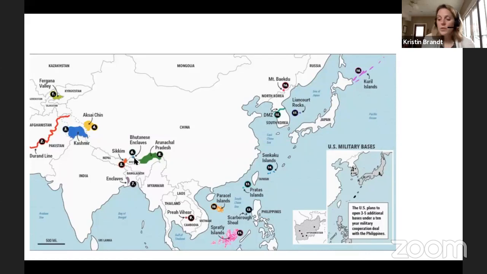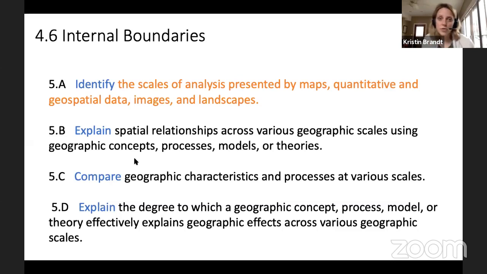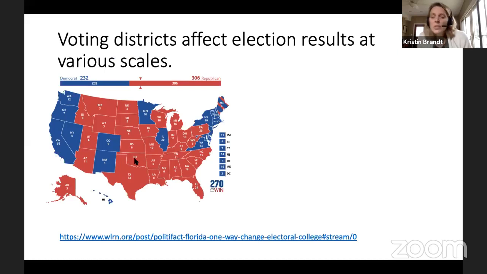Okay, so internal boundaries. When we start talking about internal boundaries, this one is about identifying the scales, okay? And so when we talk about scales of analysis, I'm going to do a little bit of talking about identifying, but really more why. Why is that important for us? And so some of these images I've used before. In fact, I've used these two. So when we talk about identify, we would say that this is definitely at a state scale.